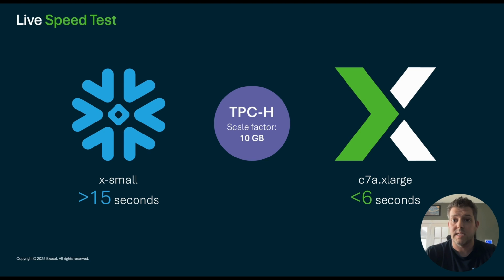So you've just seen the same TPCH dataset run on both Snowflake and Exasol. Same queries, same data, but here's the difference. Snowflake took nearly 23 seconds. Exasol did it in just about 5.5, using half the cluster power.